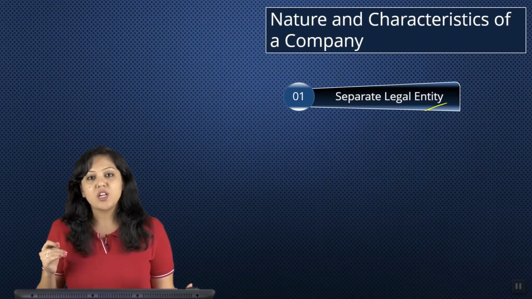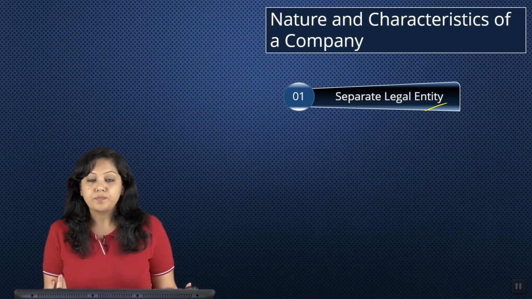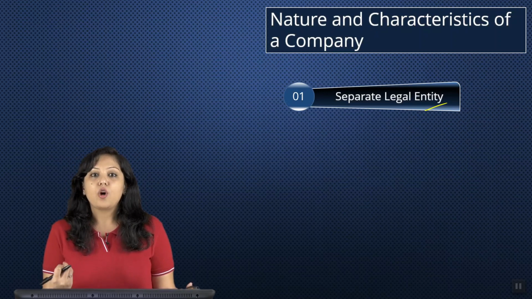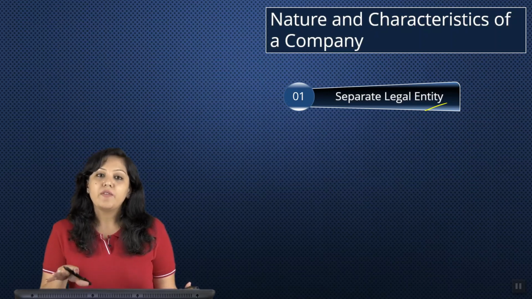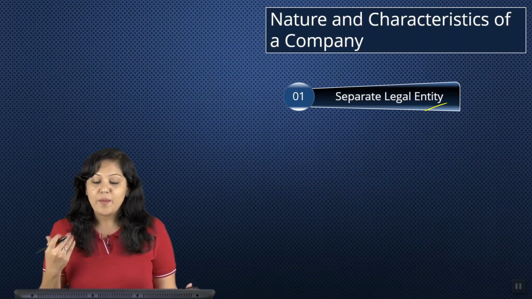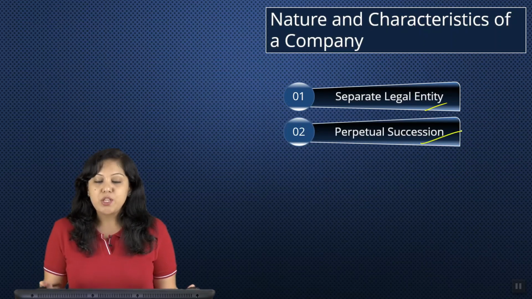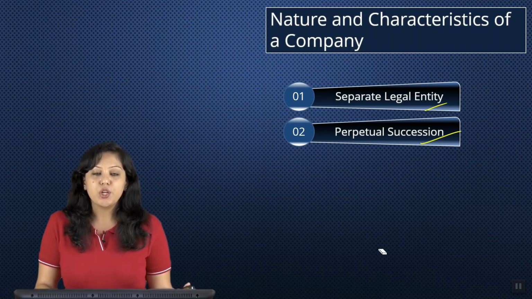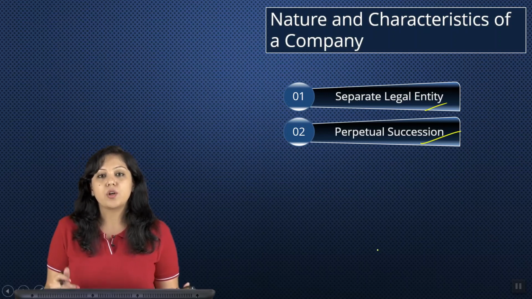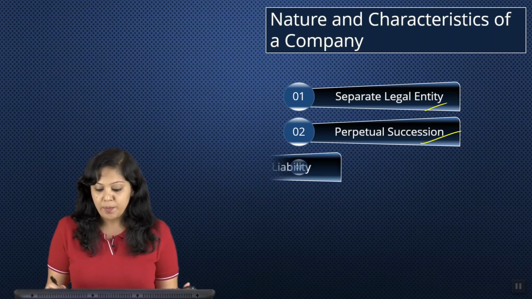Next concept you will be learning about is corporate veil, lifting of the corporate veil. There are certain situations where you are disregarding or ignoring this separate legal entity principle. We'll understand with the case law. You will have better clarity on this principle. Next, perpetual succession, that is continuous existence. Any changes in membership, either by death or transfer or insolvency, will not affect the functioning of the company.